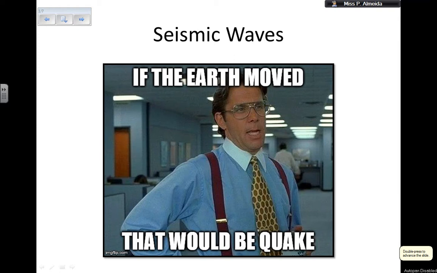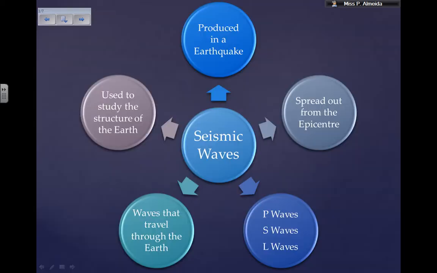Hey everyone, so I'm going to tell you about seismic waves. I'm not really sure what is the best way to call them, okay? So I'm going to say seismic waves, for example, or seismic. Sometimes I will change. Anyway, so these waves are produced in an earthquake.